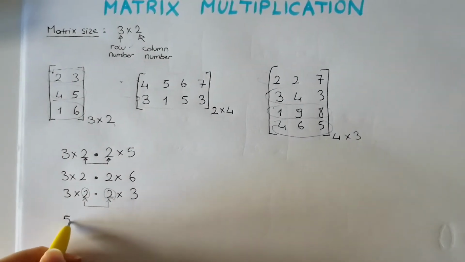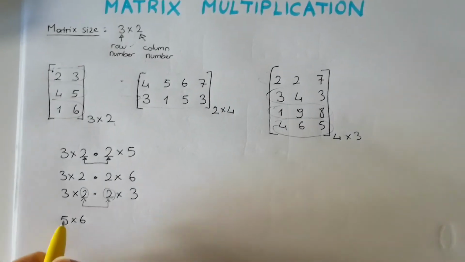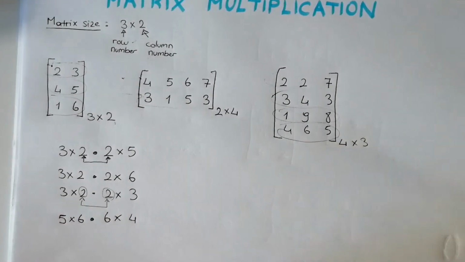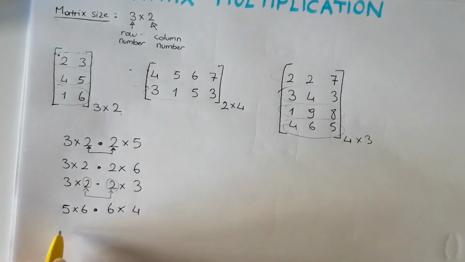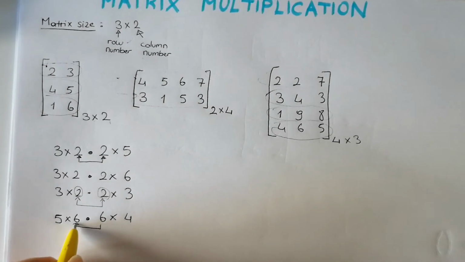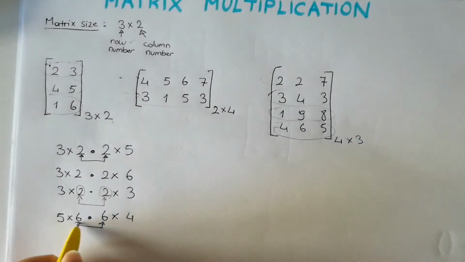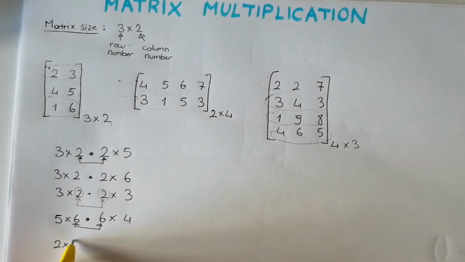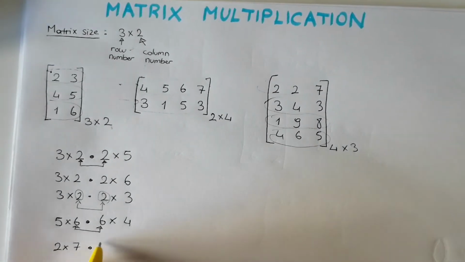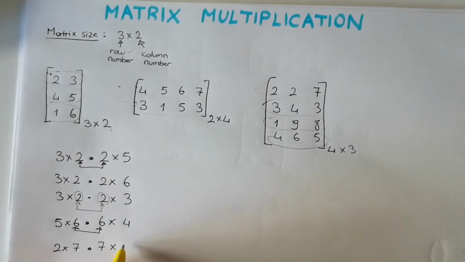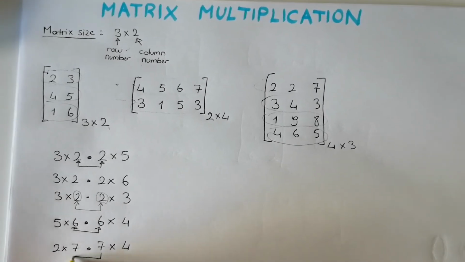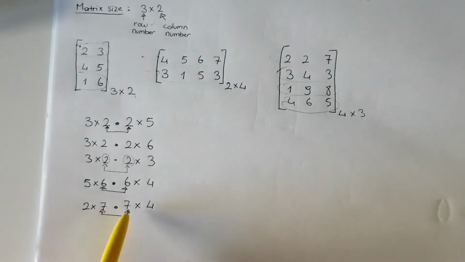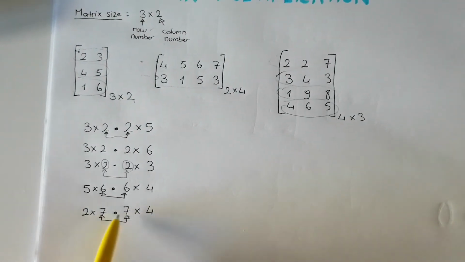Let's make another example. A 5 by 6 matrix. We can multiply this matrix with a 6 by 4 matrix, for example, because these numbers have the same values. Or a 2 by 7 matrix, we multiply it by a 7 by 4 matrix. We are able to multiply these matrices because they have the same values inside.